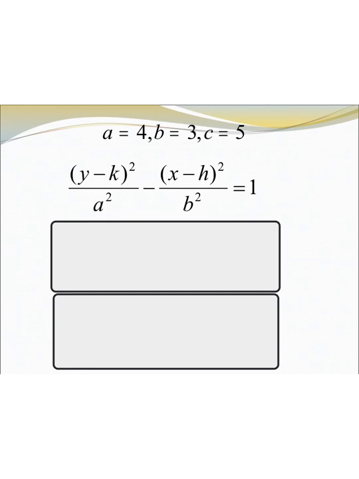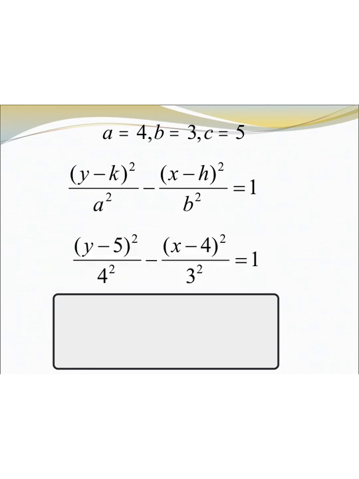Now that we know what a and b are, we can go ahead and find our equation. We also want to make sure we remember that our center was the point (4, 5). So I'm going to plug everything into my following formula, and I get (y minus 5) squared over 4 squared minus (x minus 4) squared over 3 squared is equal to 1. And I want to point out that I knew that y had to be positive because I used the equation where y was changing to find my a value.